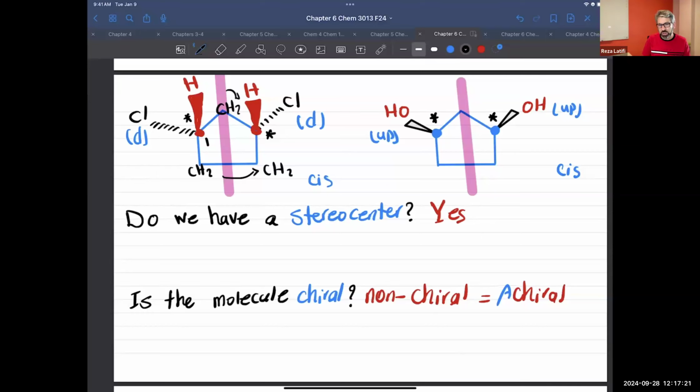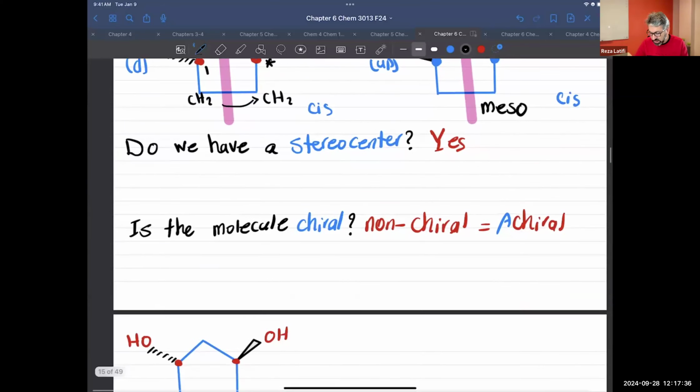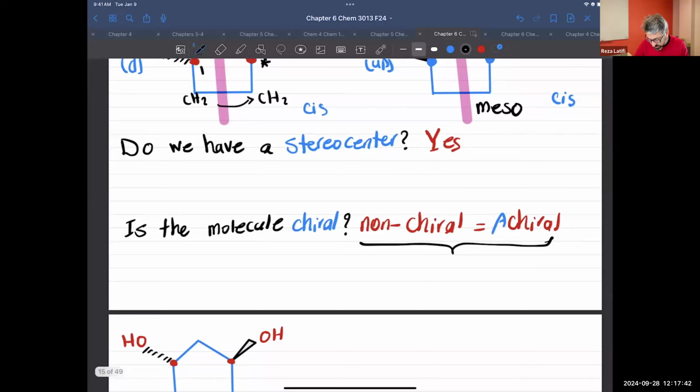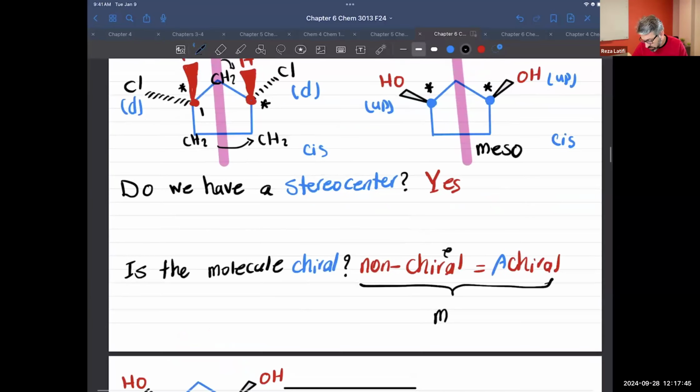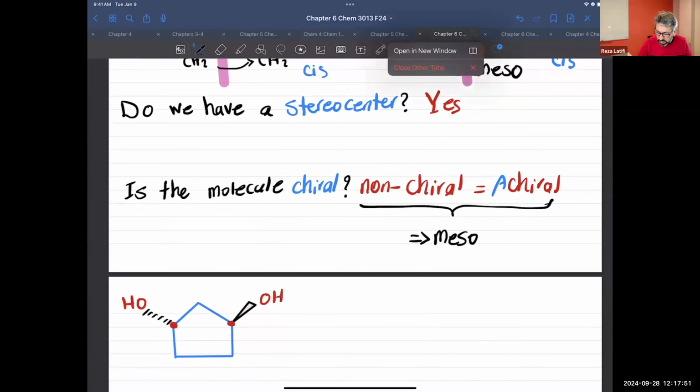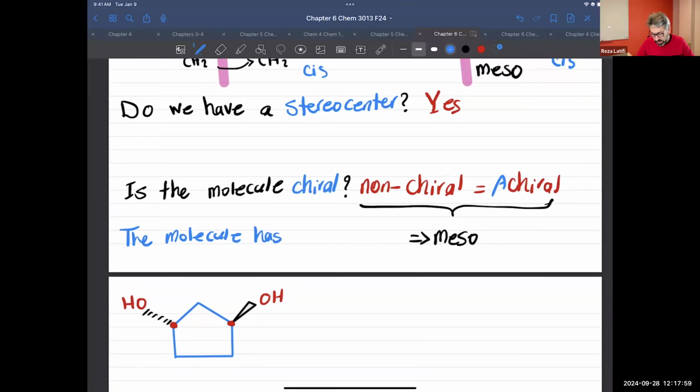If you have a molecule that does have stereocenters, but it's not chiral because of a plane of symmetry, the name for it is going to be this. We use meso. So instead of saying achiral, this time we're going to call it meso. When can I say meso? I'm going to say the molecule has stereocenters.